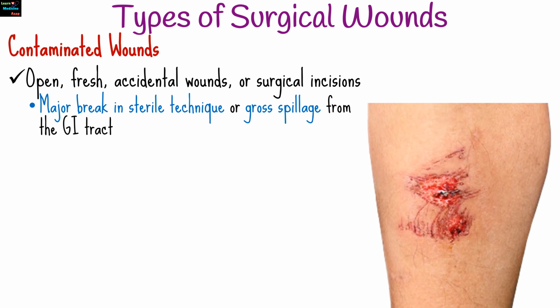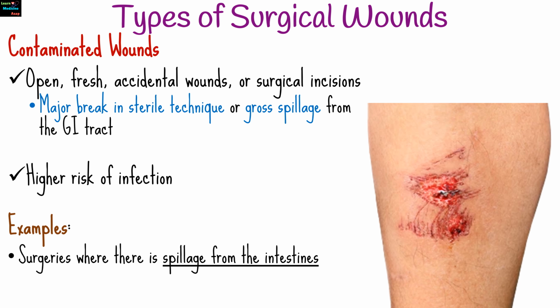Contaminated wounds. These are open, fresh, accidental wounds or surgical incisions in which there is a major break in sterile technique, or gross spillage from the gastrointestinal tract. There is a higher risk of infection due to the nature of the procedure or wound. Examples include surgeries where there is spillage from the intestines, or surgeries performed on inflamed tissues.